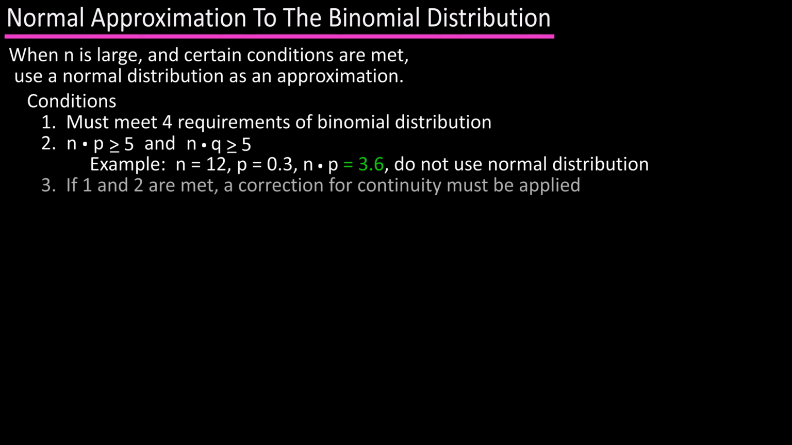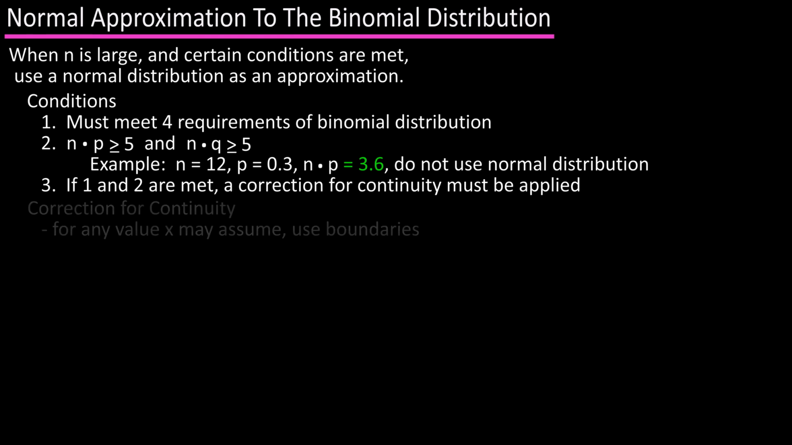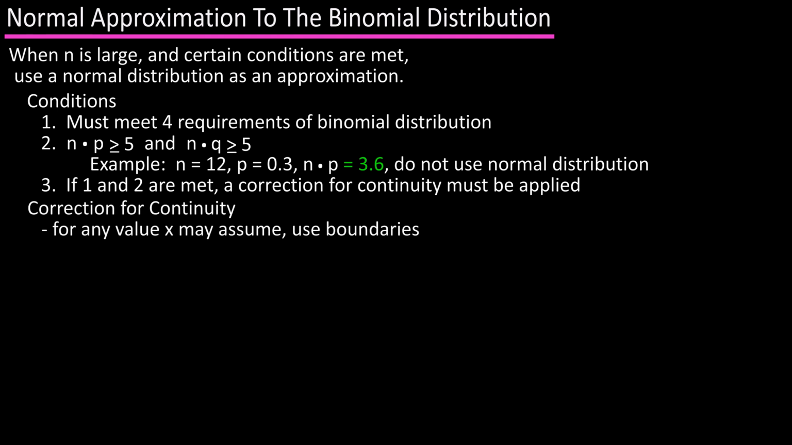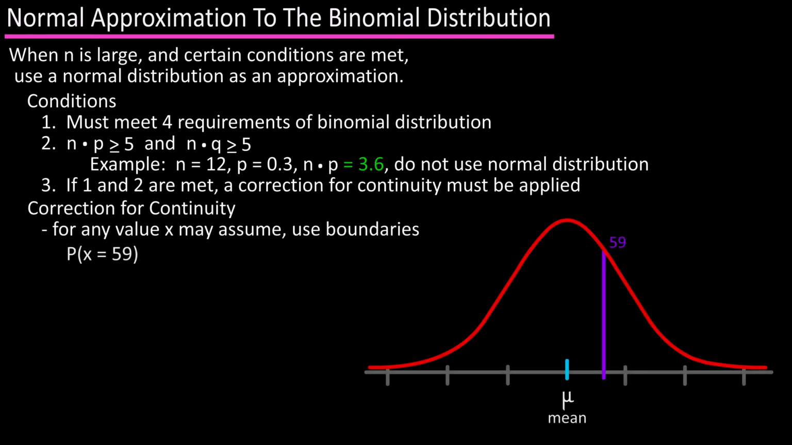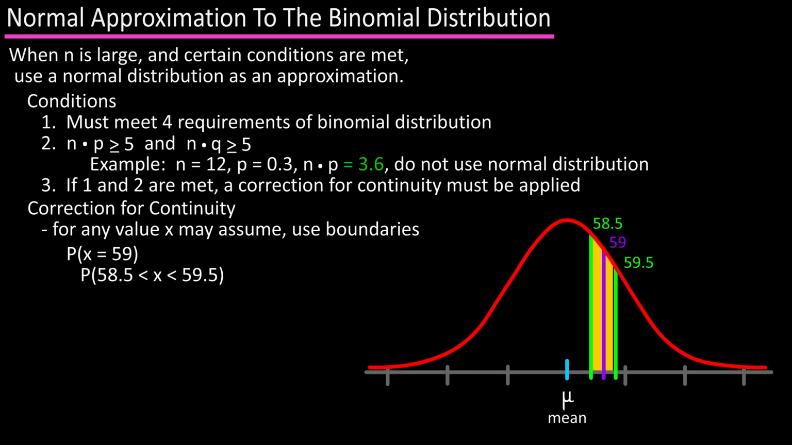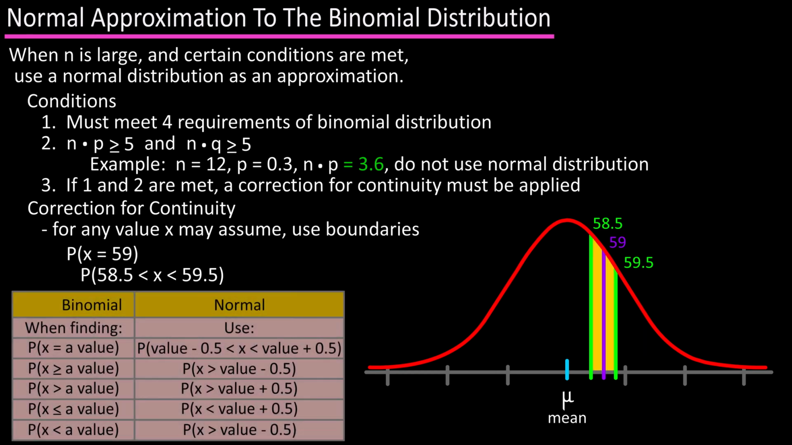And number 3 is that if conditions 1 and 2 are met, a correction for continuity must be applied. And this means that for any value of x, we must use boundaries. For instance, the probability of 59 successes, which is probability of x equals 59, in this instance we would use probability of 58.5 less than x less than 59.5. So 58.5 and 59.5 would be our boundaries. Below is a table listing the different probability scenarios of when to add or subtract 0.5, and we're going to go through several of these using examples.